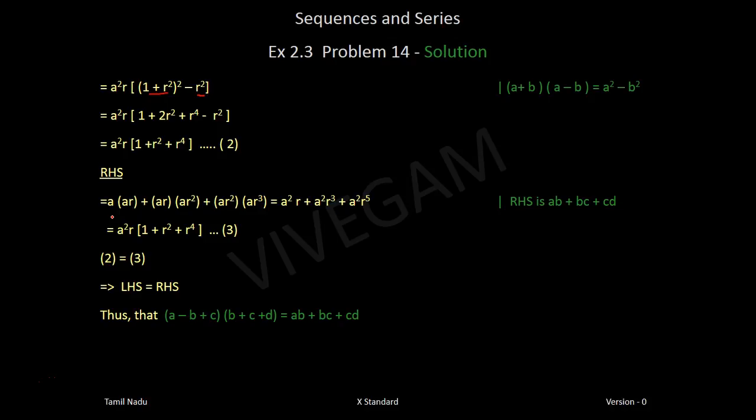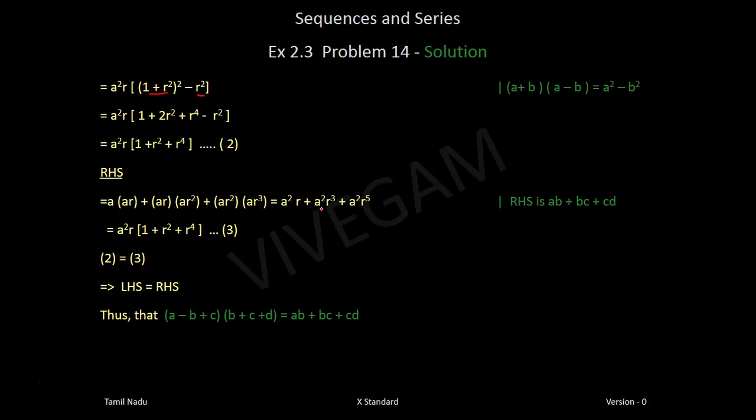Okay, so A into B. A and B is AR. So A into AR, and this is BC. B is AR and C is the third term, right? That's AR square. And C into D, CD. C is the third term AR square, and D is the fourth term, it's AR cubed. And expand this. Okay, so it's A square R, this is A square R cubed, and this is A square R to the power of 5.